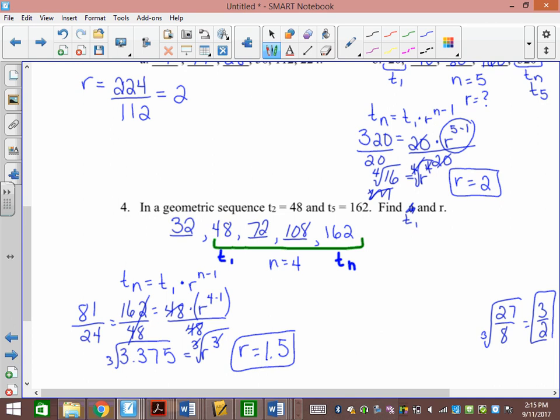Okay, so T1 is 32, and R is 1.5. I didn't actually need to find these other ones, but I wanted to find them to make sure I actually found the correct R, because that was the way I could check it, right?